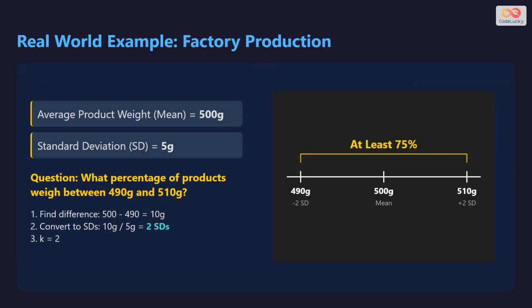Let's apply this to a real-world scenario. Imagine a factory produces items with an average weight of 500 grams and a standard deviation of 5 grams. We want to know what percentage of products weigh between 490 and 510 grams. First, we see the difference from the mean is 10 grams. Since the standard deviation is 5 grams, 10 grams represents exactly 2 standard deviations. Using our theorem with k equals 2, we know that at least 75% of the products will fall in this weight range.